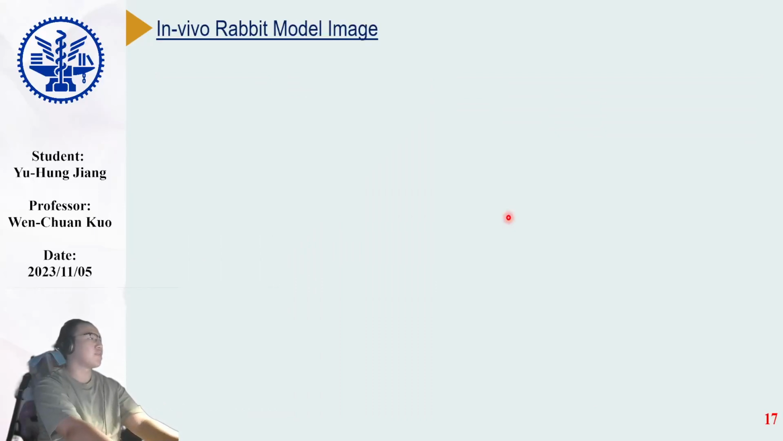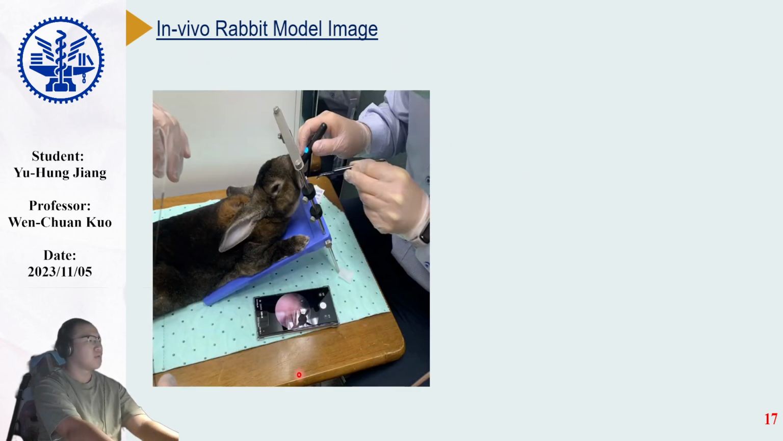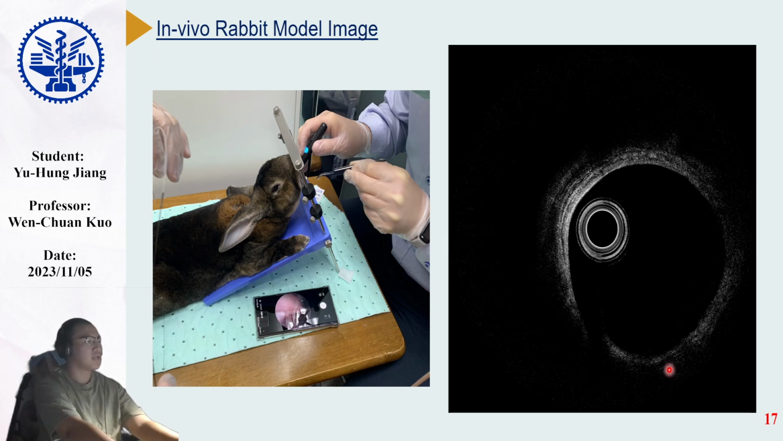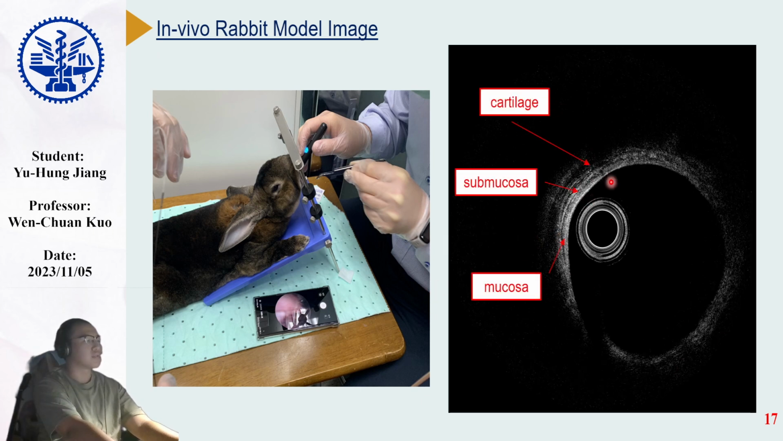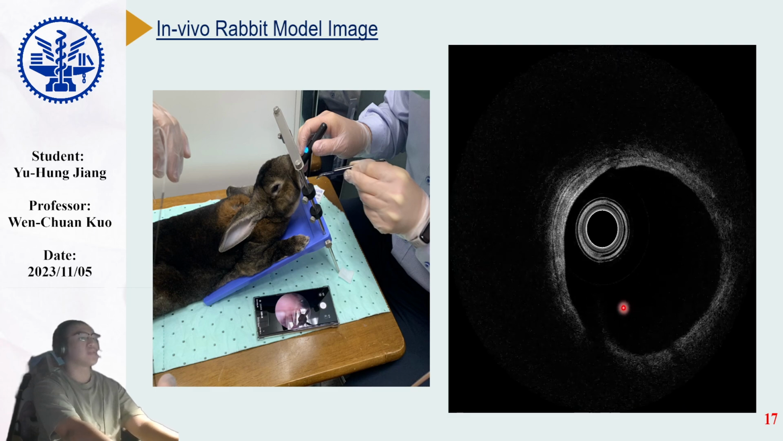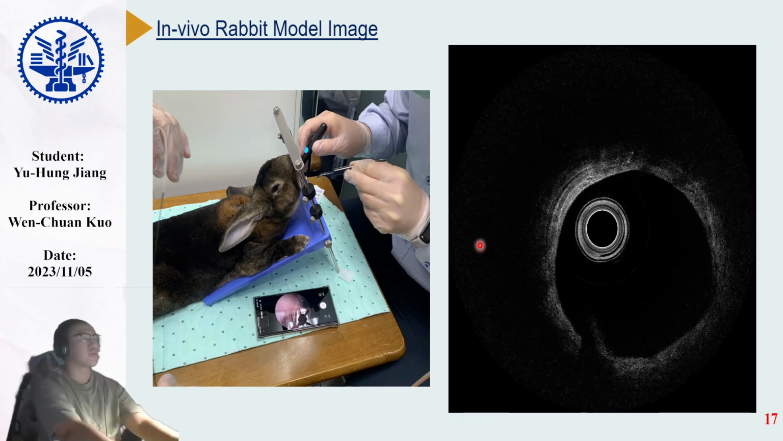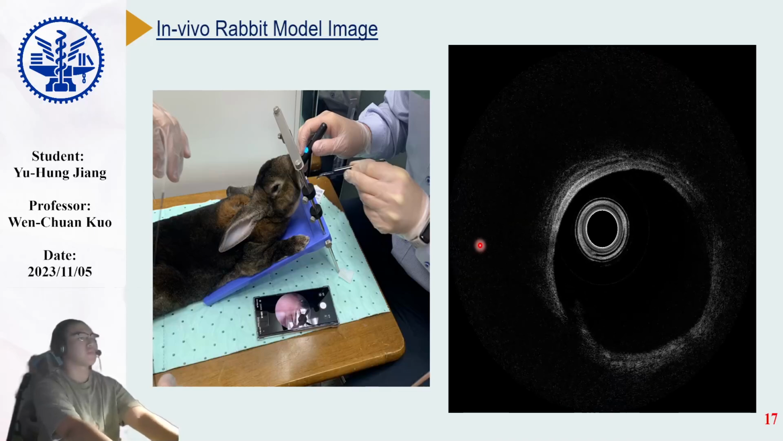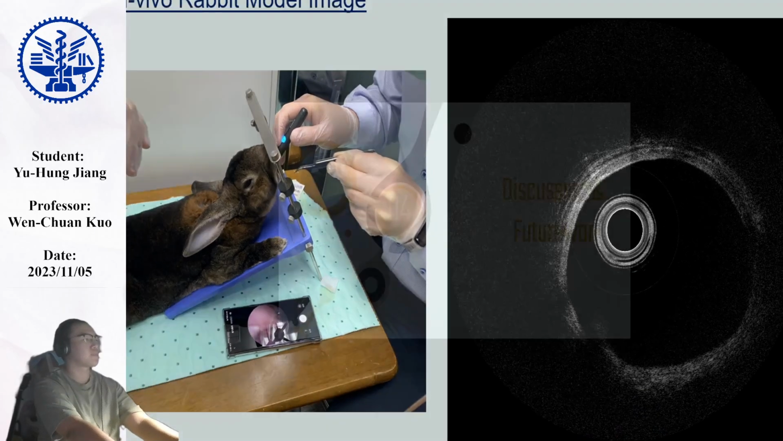And after the phantom airways, we also use an in vivo rabbit model image. This is a rabbit model, and we can see the different layers of the rabbit airways, the mucosa, submucosa, and also the cartilage. So using the phantoms and live rabbit images proves the usability of SS-OCT to observe the respiratory tract.